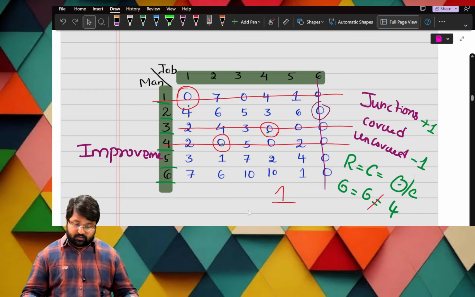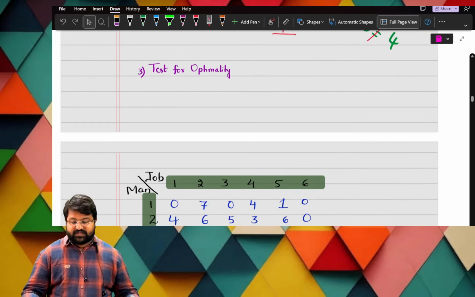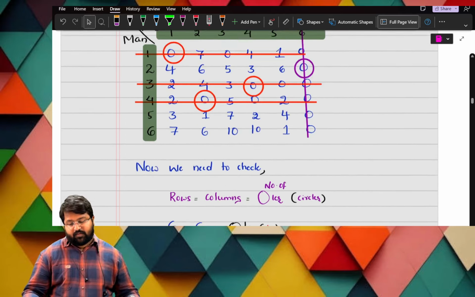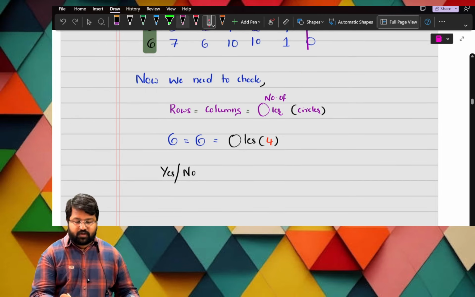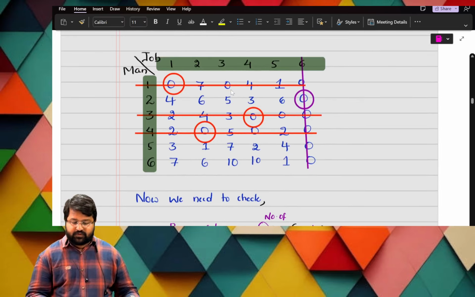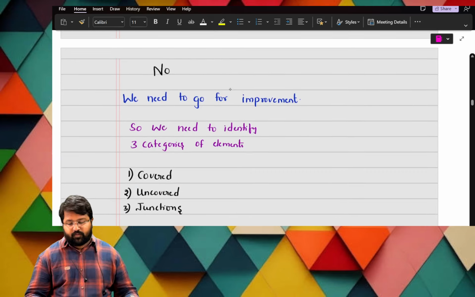Okay, now. I have gone for the test for optimality. I marked this, but is it equal? Rows equal to columns equal to circles? No, because how many are there? Here we have only 4 circles, 1, 2, 3, 4. So now what is my improvement? Then we go for improvement. So what is the improvement?